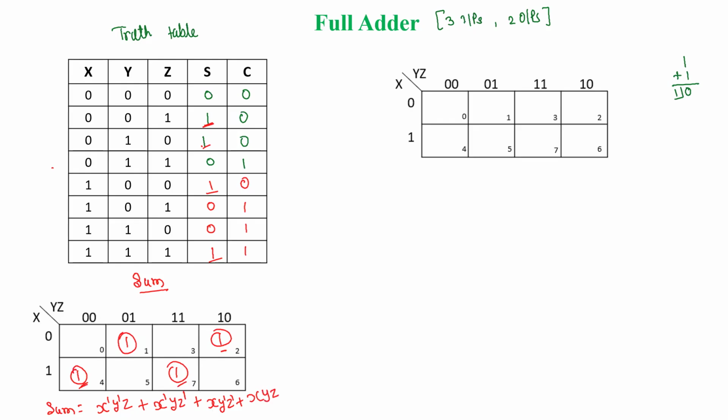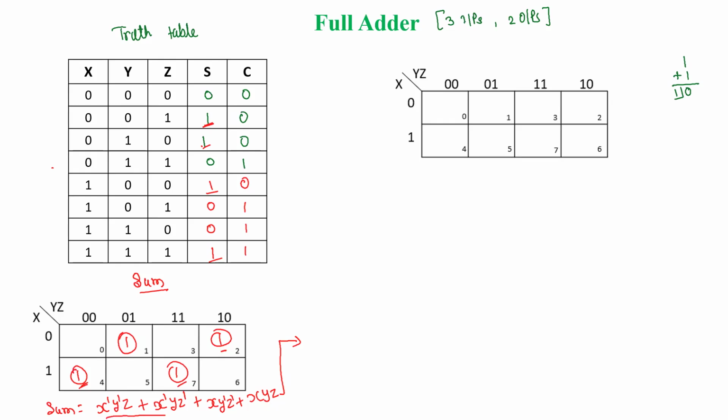This sum we can simplify further and write in terms of an XOR gate so that it will be easy for us to simplify further. Like from here, if you see, we can have simplification in this part. So for the first two terms, what is common?